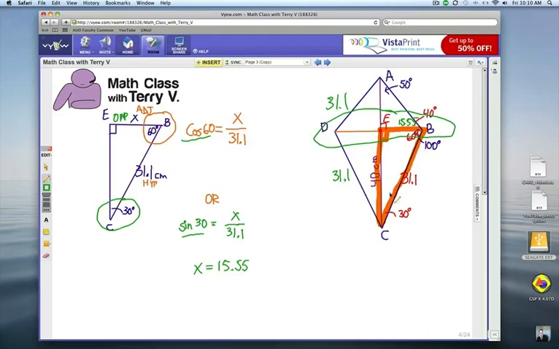Okay, notice here's a clue. This angle here would be 60. This angle here we know is 60, and this angle here is 60. So guess what? That's an equilateral triangle. And if we were able to recognize that earlier, we could have had a nice little shortcut there. But we use the cosine of 60 or the sine of 30 and the trig ratio.